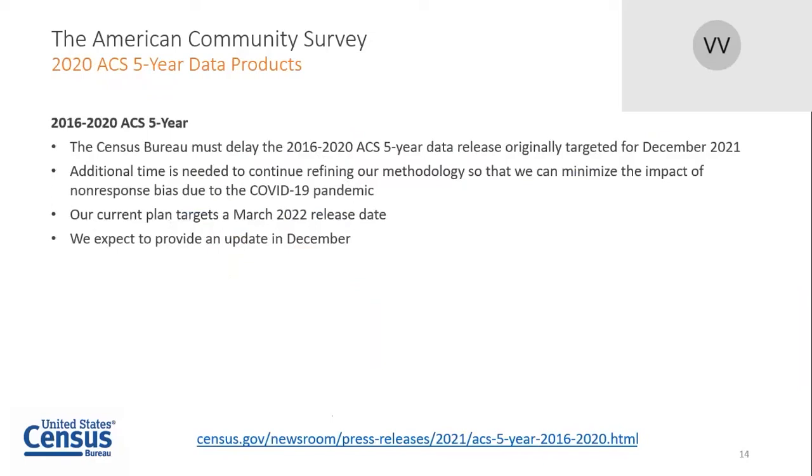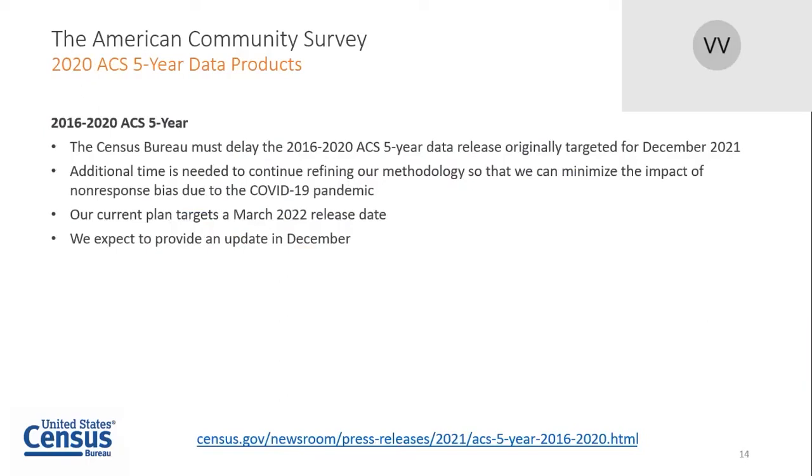And we know many data users are very curious to know what is happening with the 2016 to 2020 ACS 5-year data. The U.S. Census Bureau is committed to producing high-quality data. The Census Bureau recognizes the critical importance of the ACS 5-year data, in particular on government and business decision-making, and the need for quality ACS data for that purpose.